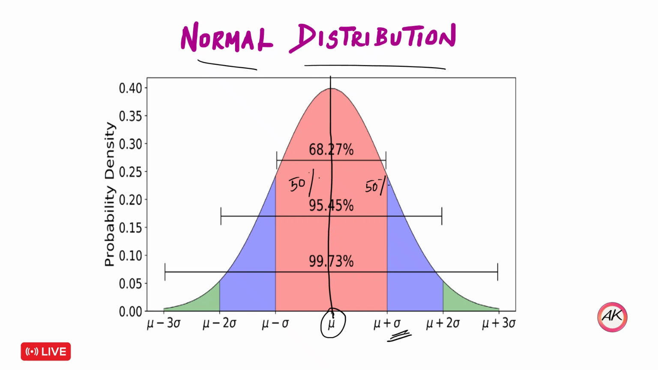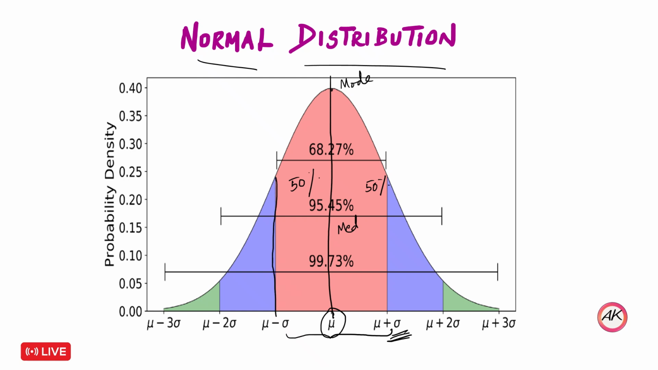So if the standard deviation is less, the curve will be narrow. And if the standard deviation is more, the curve will be wider. So that is why the shape of the curve is determined by the mean and the standard deviation. In a normal distribution, the mean, median, and mode all coincide. They are all equal.